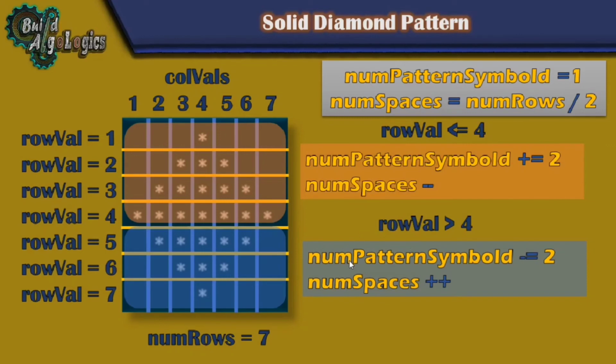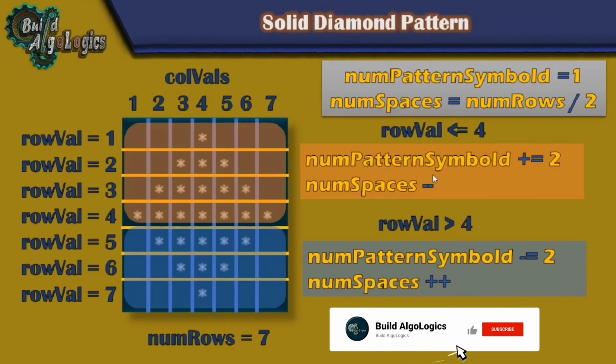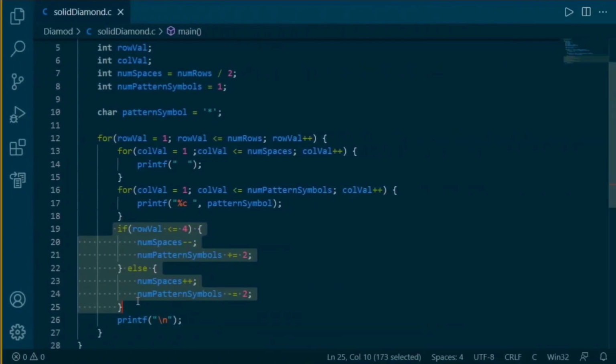Similarly for this part, we are incrementing the space value by 1 and decrementing the stars value by 2. This separator line is nothing but row val 4, or row number 4. So we can use this value as our base condition, meaning when row val is smaller than or equal to 4, do this, and when row val is greater than 4, do this.